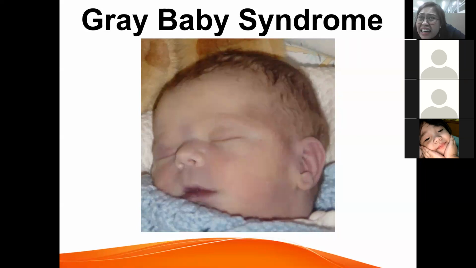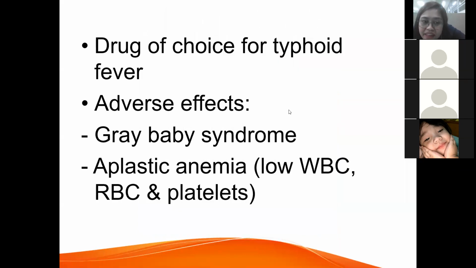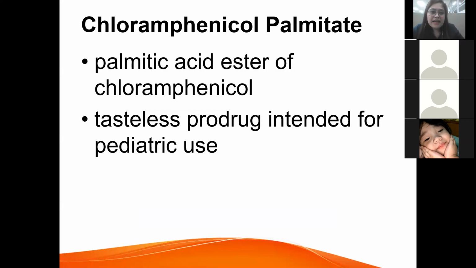So, katong discussion sa metabolism, chloramphenicol is metabolized through the phase 2, specifically the glucuronidation. And for babies, the glucuronidation pathway is not yet fully developed. Thus, they cannot really metabolize chloramphenicol due to toxicity. Again, we call it gray baby syndrome. Aside from that, chloramphenicol can cause aplastic anemia. When you say aplastic anemia, you will have low blood cell count. We have the white blood cells, the red blood cells, and even the platelets.